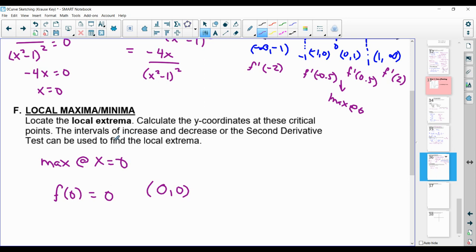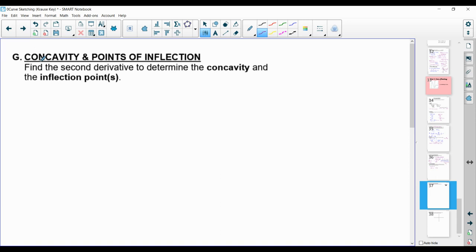Now we can do this by using the second derivative test, or using the intervals of increase or decrease from before. Okay, so we've taken the 0, we've plugged that into our original function, and we have (0, 0). Now we don't necessarily have to do that substitution again because we did it earlier when we found our intercepts. Now we're going to look at concavity because there might be some points of inflection here, and we're going to use our second derivative test.